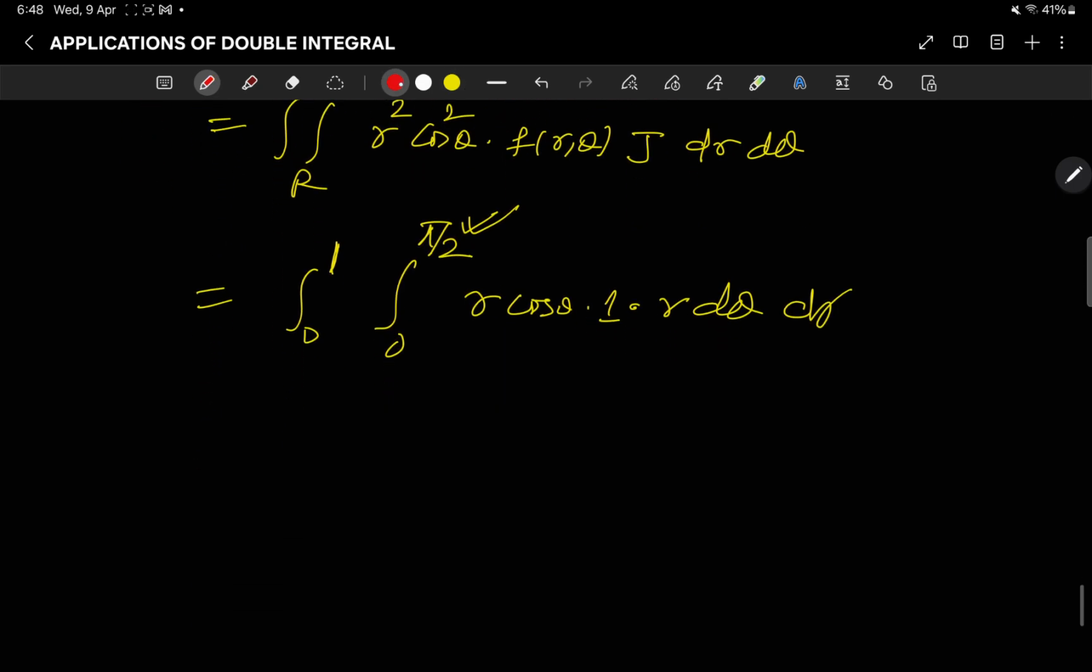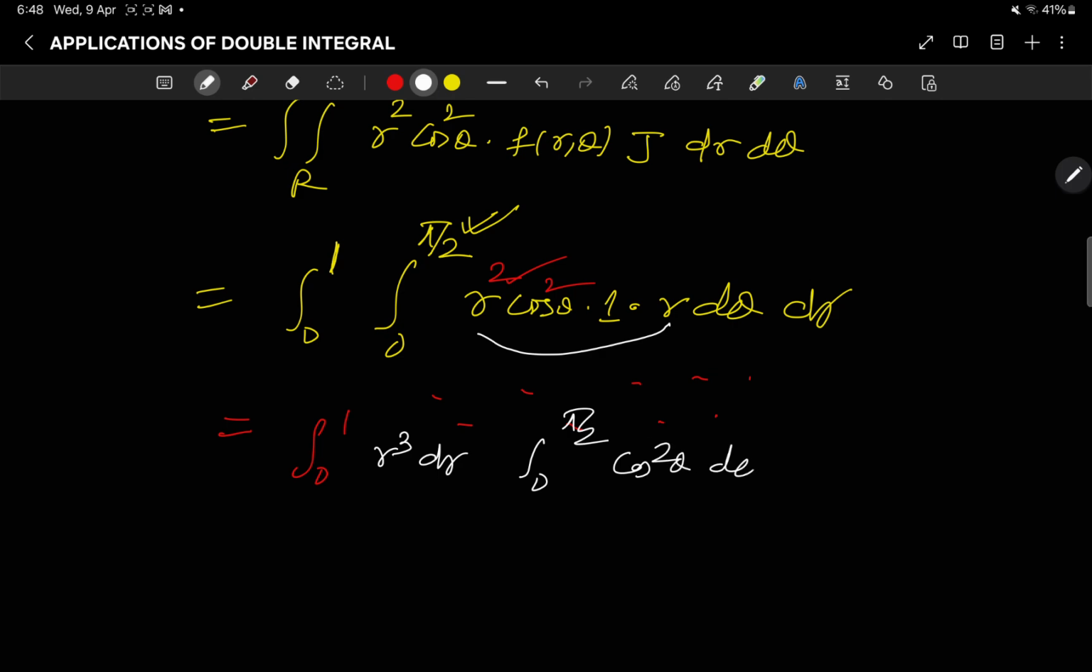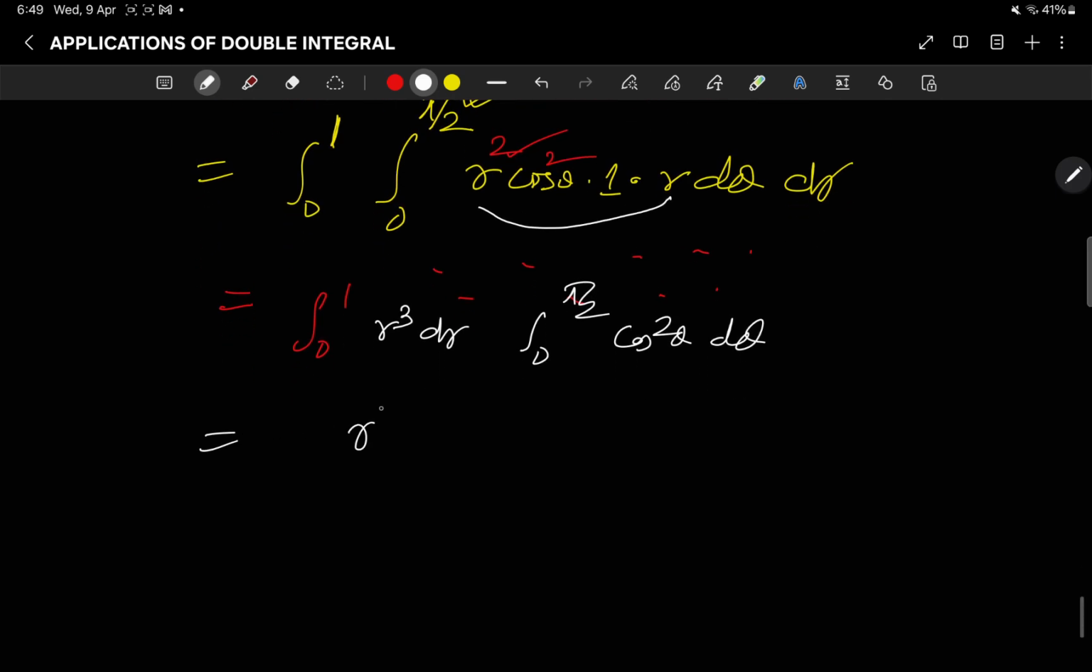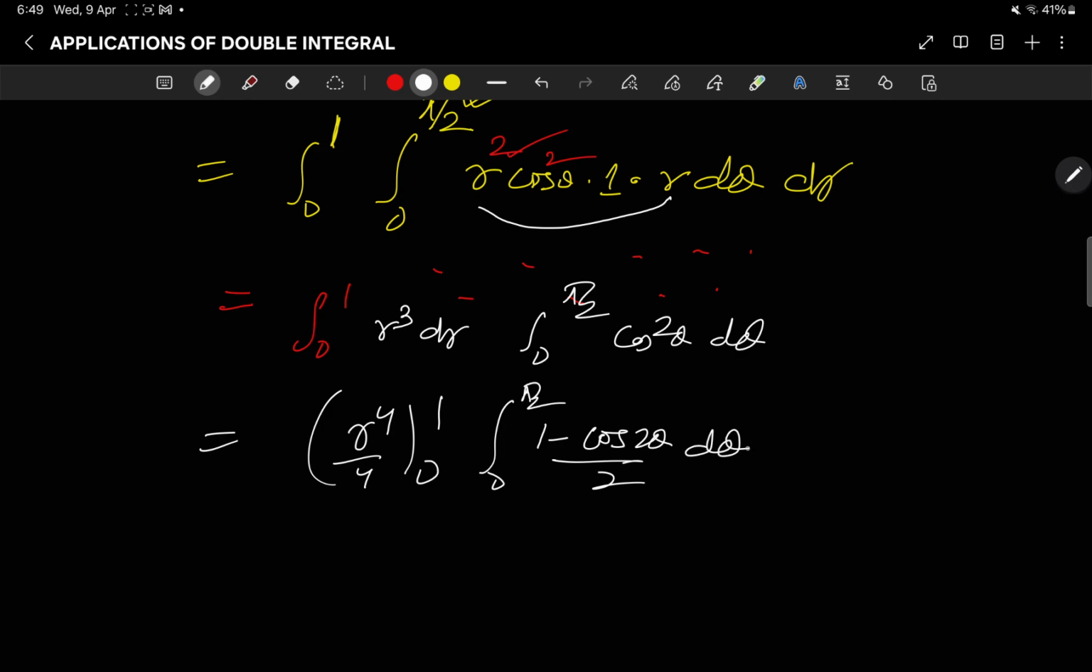Okay, and if you evaluate the limit, we will get it again the same way. It is integral 0 to 1, r squared cos squared theta, and for your r it is r dr, and 0 to pi by 2 it is cos squared theta d theta. If you evaluate this integral, it is r^4 by 4 from 0 to 1, and it is the integral of (1 minus cos 2 theta) by 2, from 0 to pi by 2, d theta.